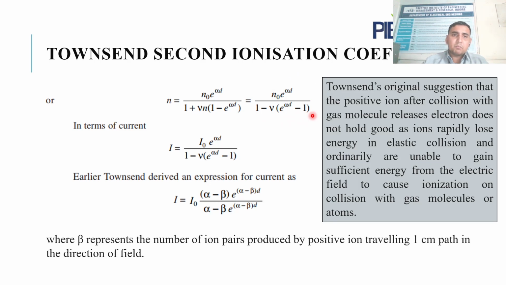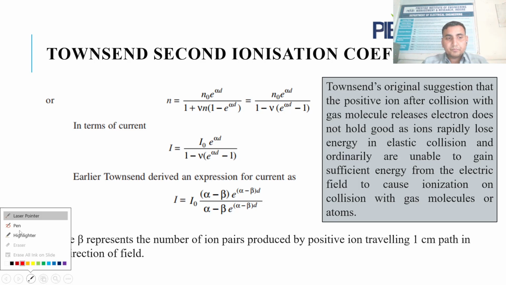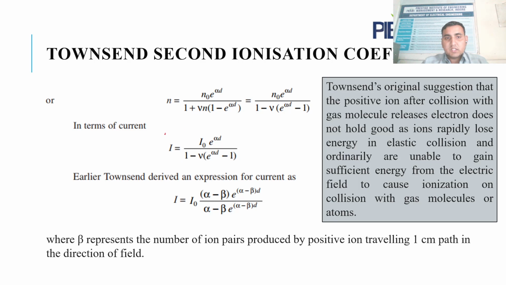We will put the number of electrons in terms of current, because electrons are equivalent to the flow of current. So it is gathered by one of the famous equations, that is I is equal to I naught e^(alpha d). You see, I naught e^(alpha d) is our first current growth equation.